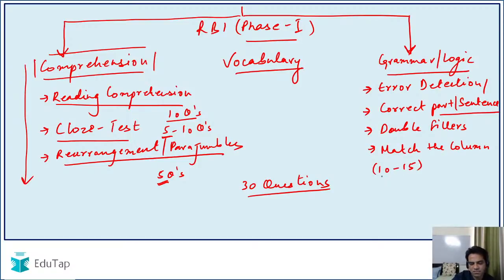So guys, you'll have to understand that the weightage of vertical 1 could be 15 to 20 questions out of 30, and the weightage of vertical 2, which is based on your grammar and logic, may hold 10 to 15 questions. So guys, we'll have to prepare accordingly, and we'll take up both the verticals.